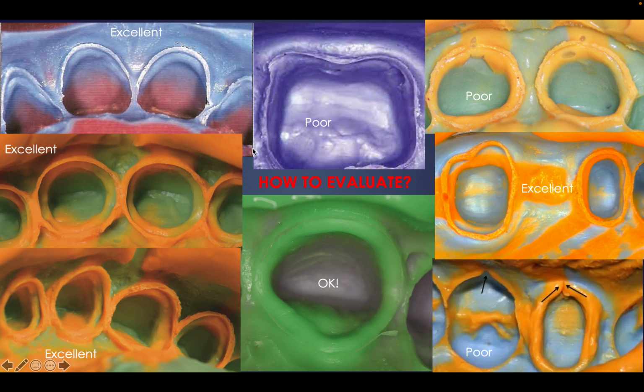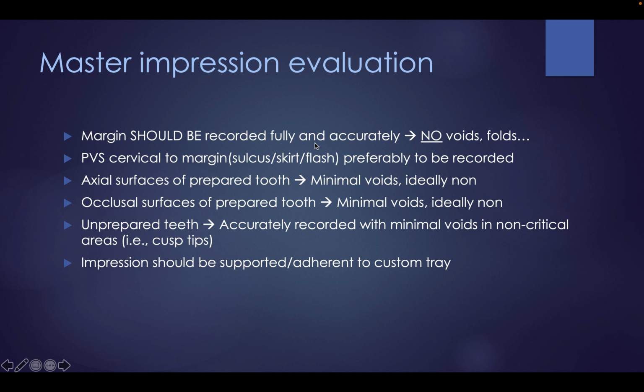You should hear those walls. If this void here was a tiny bit down there, it could have been acceptable, okay? Because you should have minimum void, ideally no void, but a tiny void could be okay, but not in the margin. Occlusal surface, again, minimal void can be okay, ideally should not have that.